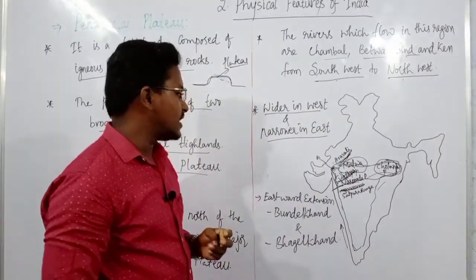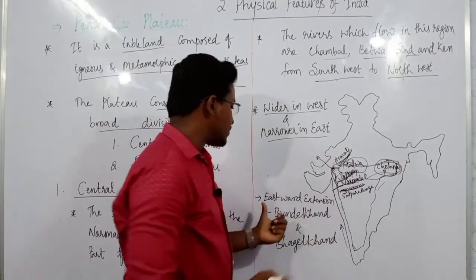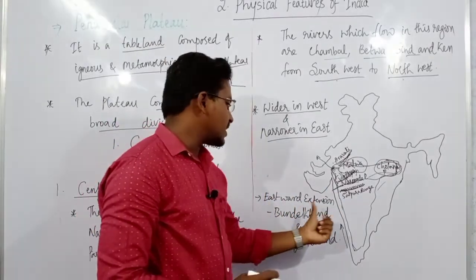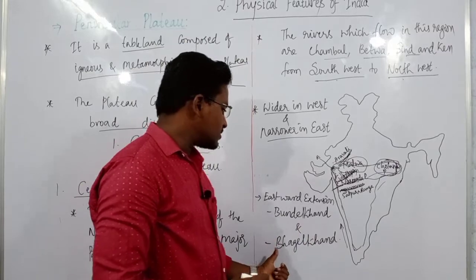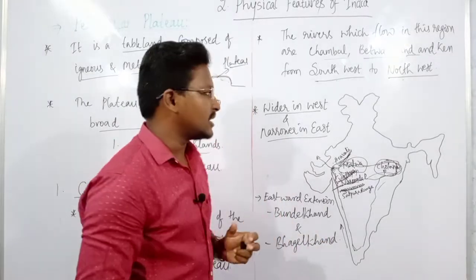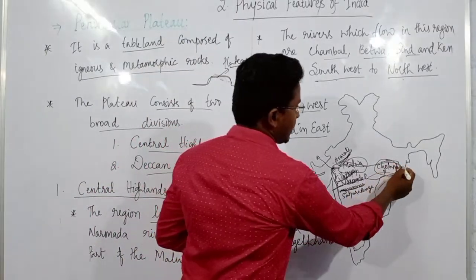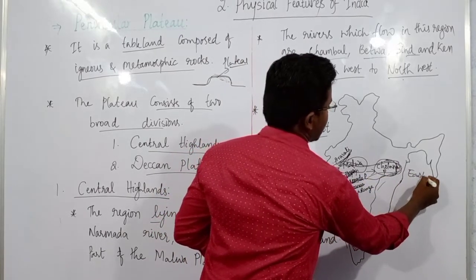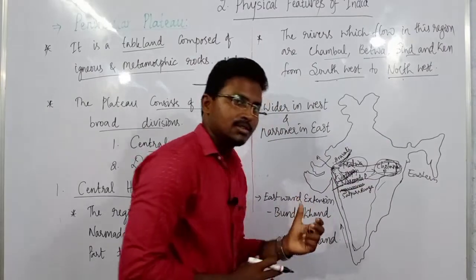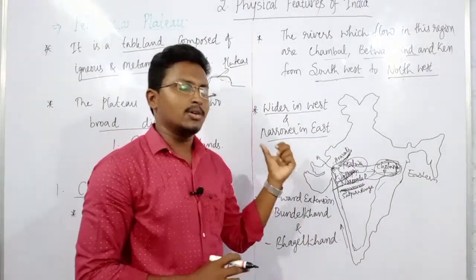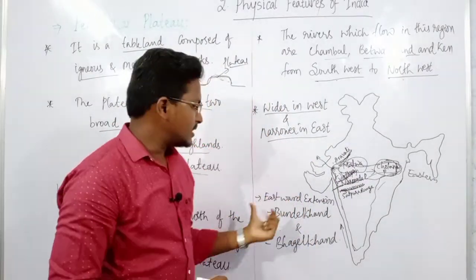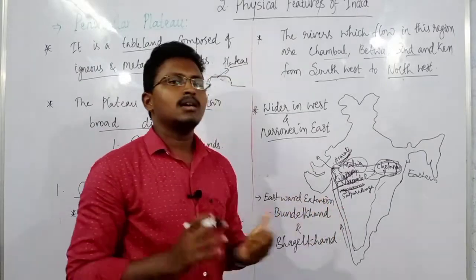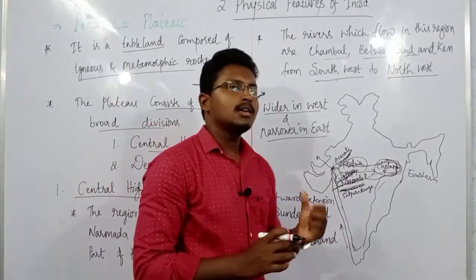Then the next one is that the eastward extension of this plateau is known as Bundelkhand, or sometimes locally it is also known as Baghelkhand. Eastward extension means this particular region towards the eastern side. So towards this eastern side we call it the eastern extension of the Peninsular Plateau, the Central Highlands. It is known as Bundelkhand, or sometimes we also call it Baghelkhand.